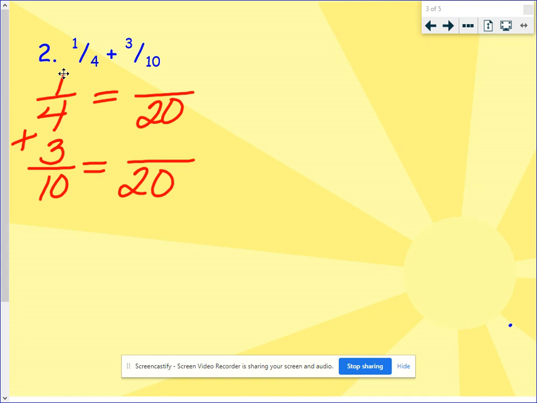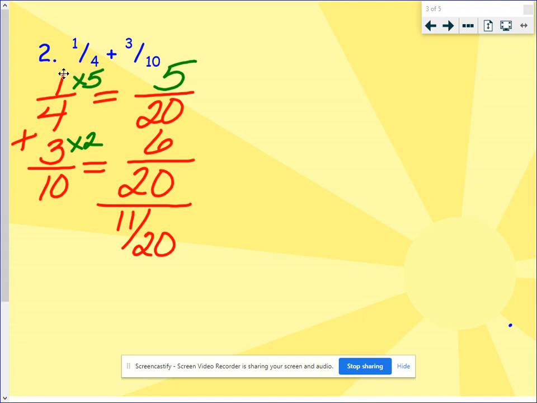And then we say to ourselves, what times 4 gives us 20? 5. So 1 times 5 gives us 5/20. And what times 10 gives us 20? 2. So now we multiply our numerator of 3 times 2, and we get a 6. We now add them together. We say 5/20 plus 6/20 gives us 11/20. Again, I apologize. I was meant to say the common denominator of 4 and 10 to be 20.